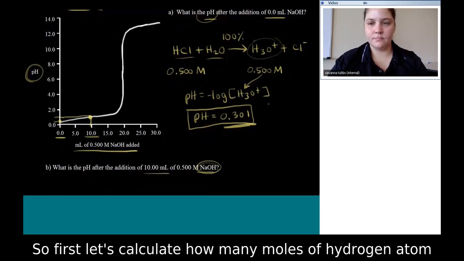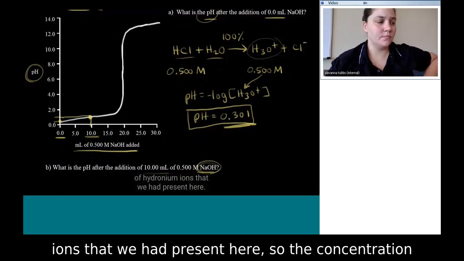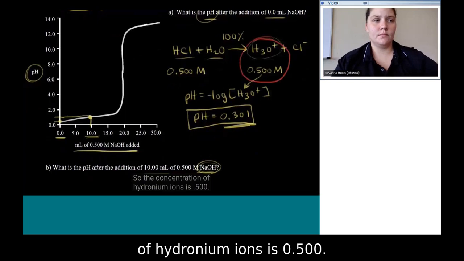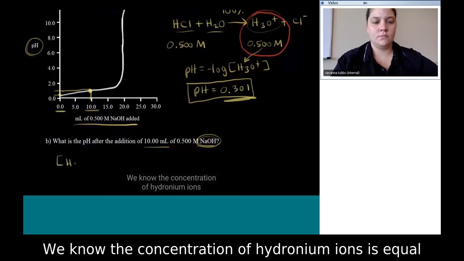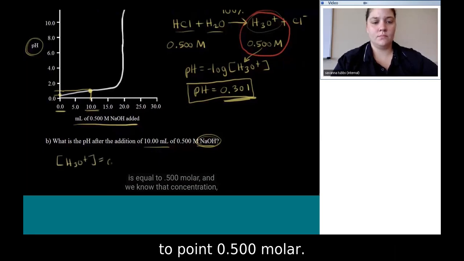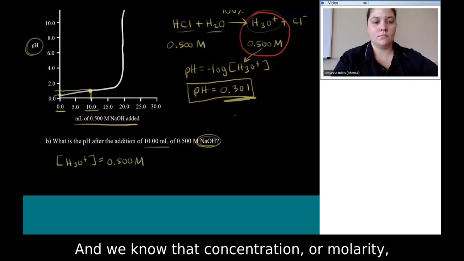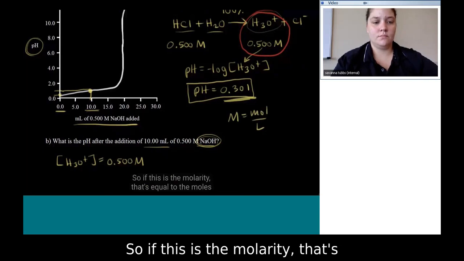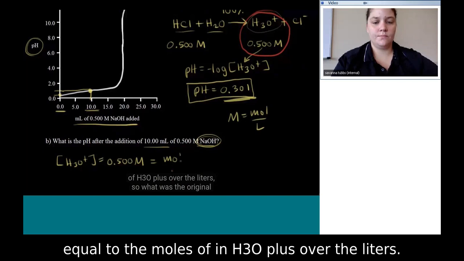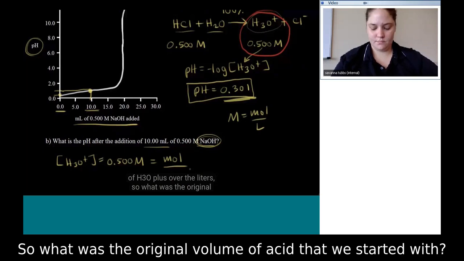So first, let's calculate how many moles of hydronium ions that we had present here. So the concentration of hydronium ions is 0.500. So let's get some more room down here. We know the concentration of hydronium ions is equal to 0.500 molar. And we know that concentration, right, or molarity is equal to moles over liters. So if this is the molarity, that's equal to the moles of H3O+ over the liters.